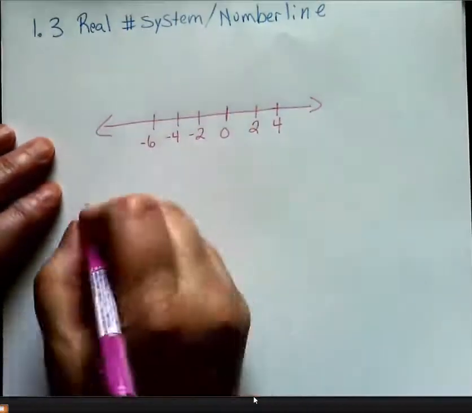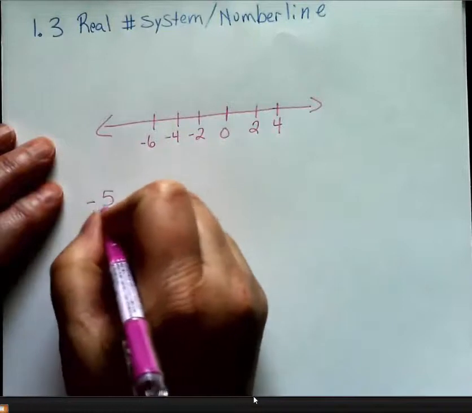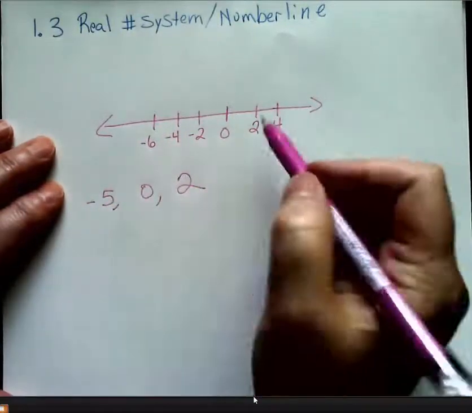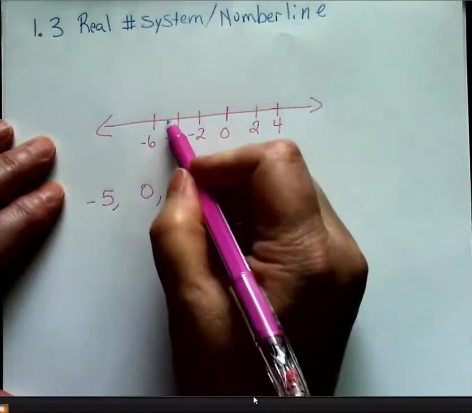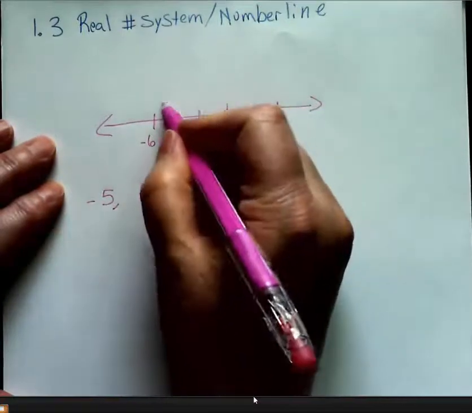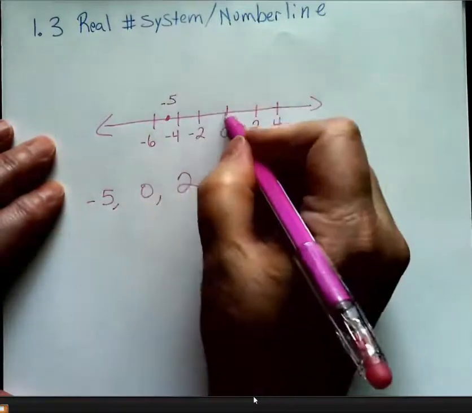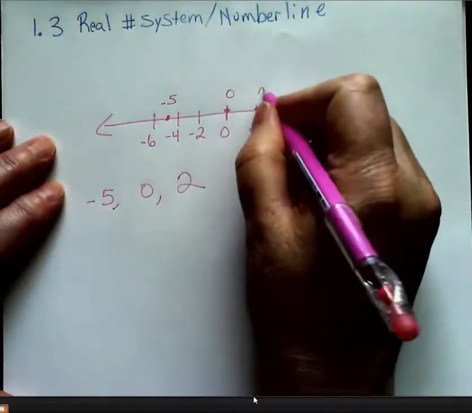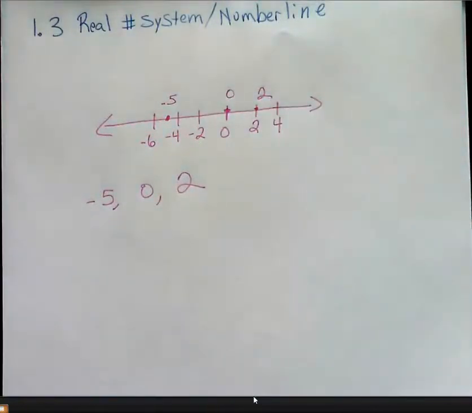So let's say I wanted to plot -5, 0, and 2 on this number line. So -5 would go in between here. 0 is here. And then 2 is here. And that's all you would have to do to plot that on a number line.